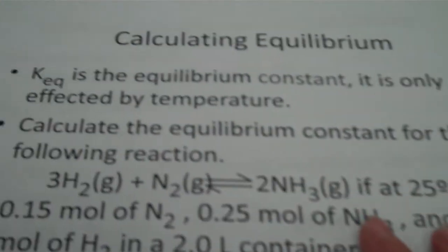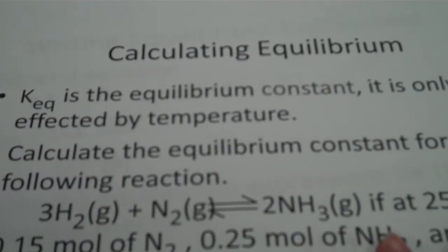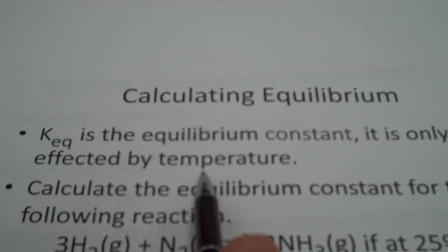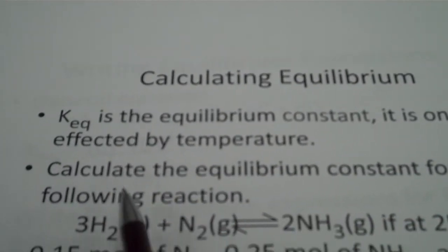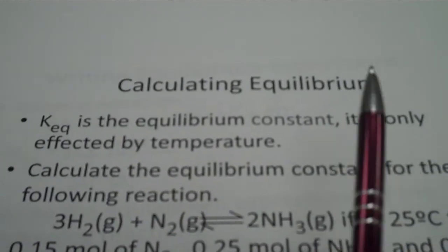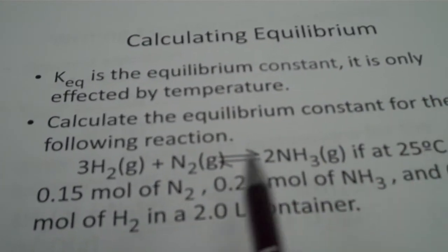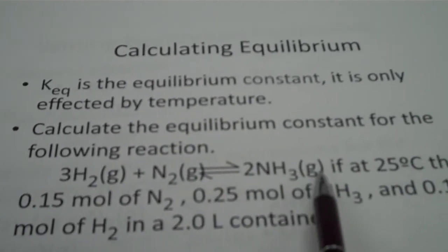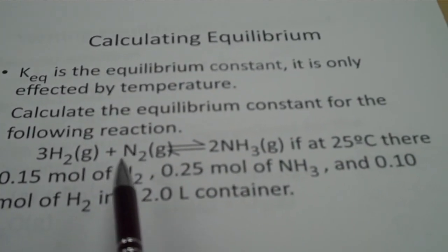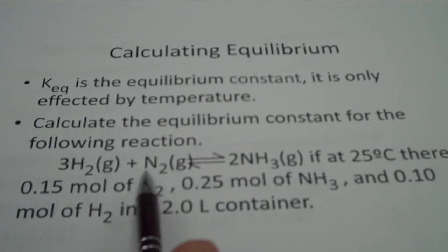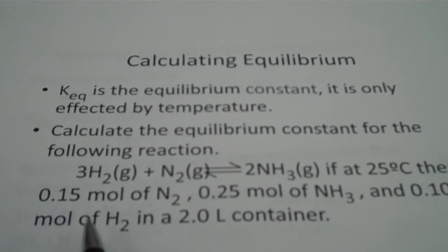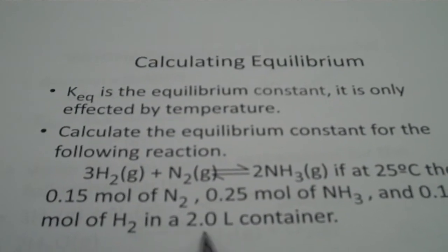So how do we calculate equilibrium? Again, the equilibrium constant is only affected by temperature. It's the only thing that can change it. So we can calculate the equilibrium constant for the following reaction. We have 3H2 plus N2 reacting to make 2NH3. At 25 degrees Celsius, there are 0.5 moles of N2, 0.25 moles of NH3, and 0.10 moles of H2 in a 2-liter container.